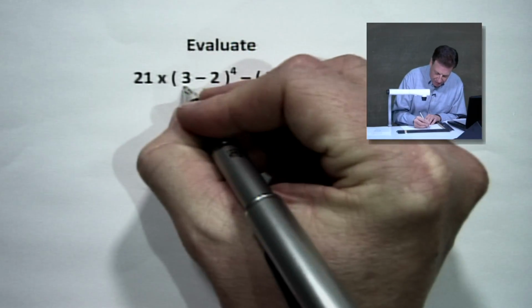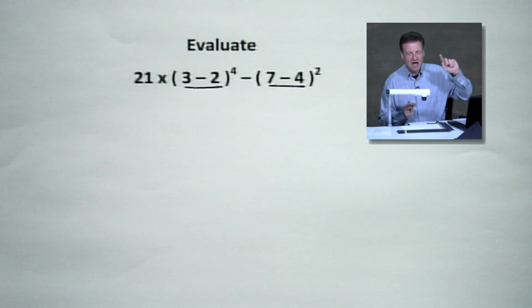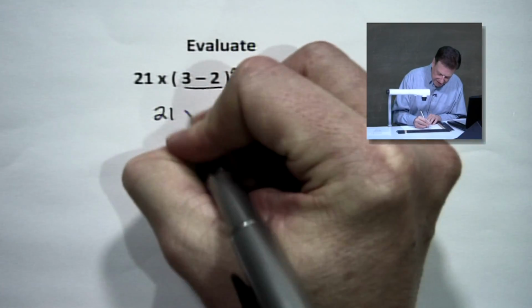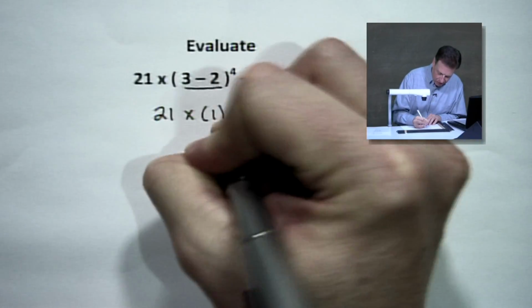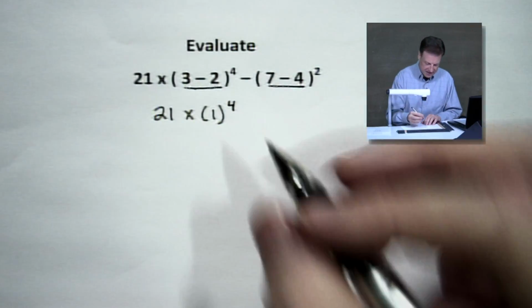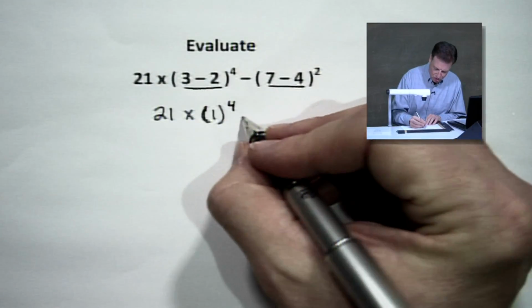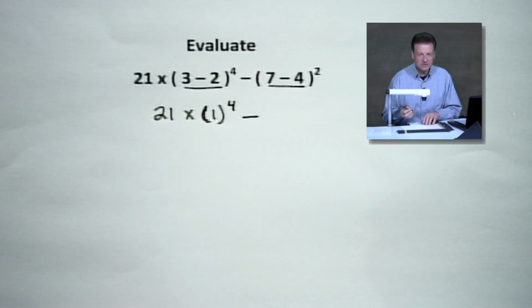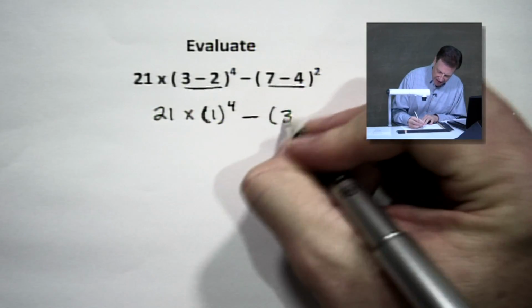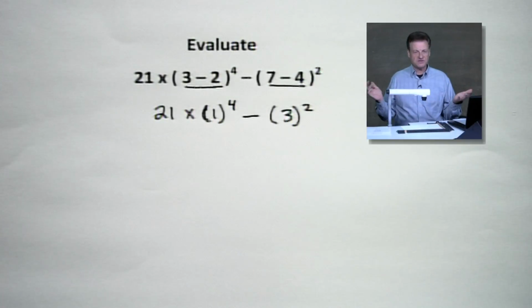We're going to pick up right here inside these two parenthesis sets. 3 minus 2, we all can do that one. It's going to be 1. So we've got 21 times, I'm going to put 1 in a parenthesis here, no big deal, but so we know what that's about. We're going to raise that 1 to the 4th power here in just a second. And we're going to subtract. What is 7 minus 4? Everybody click, click, click real quick. It's 3, right? So we're going to have 3, and we're going to put a squaring on that. We're going to have some fun with this, all right?